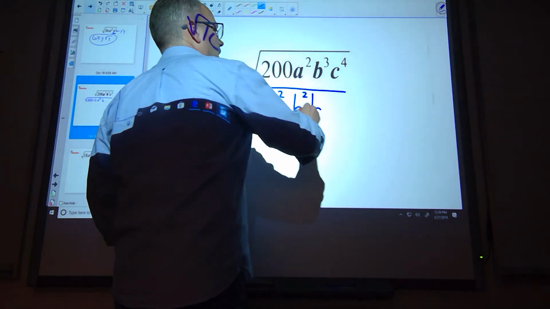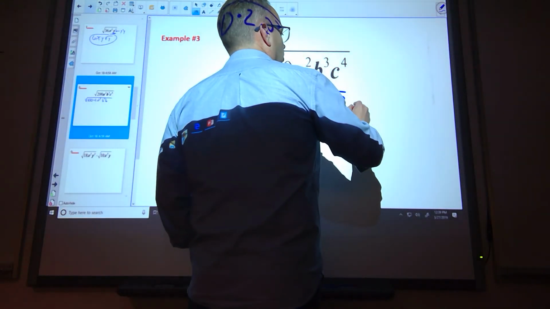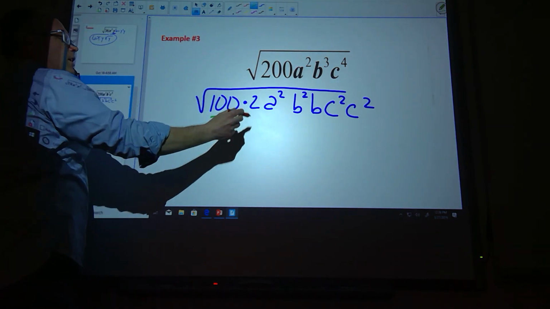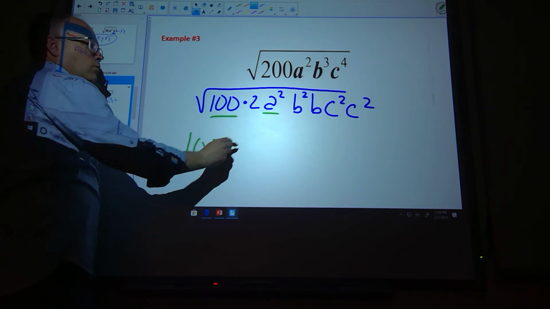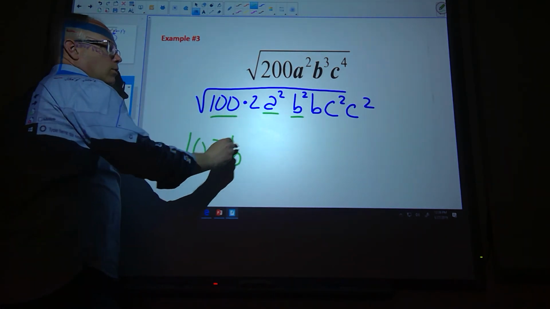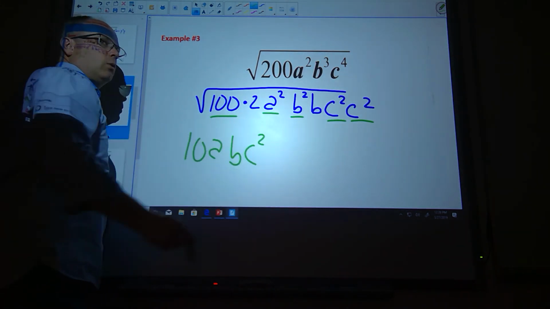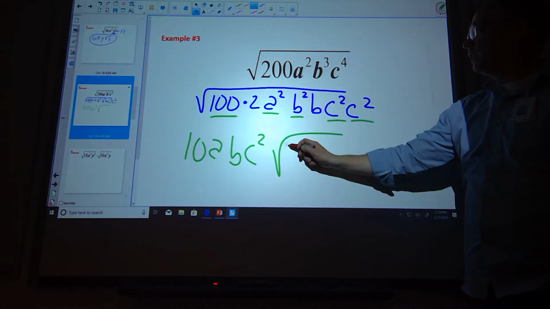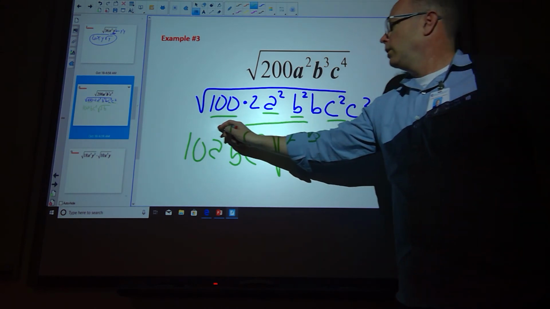And then a squared. So I'm going to keep a squared like that for right now. I'm going to go b squared b, because b squared b is b to the 3rd. And then I have c squared, c squared, c squared. Okay, walk with me on this. Square root of this. 10. Square root of this. A. Square root of this. B. Square root of this. C. Square root of this. C. CC, so that's c squared. What's left behind? B2. 2, good. And what else? B. B, anything else? No. Perfect.